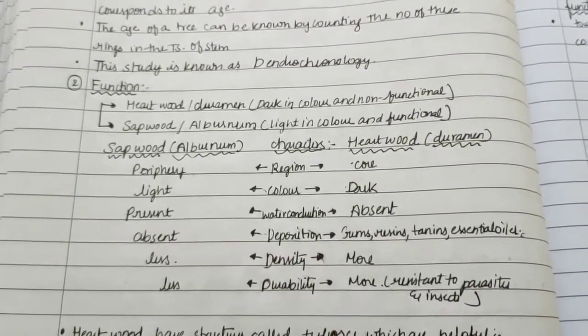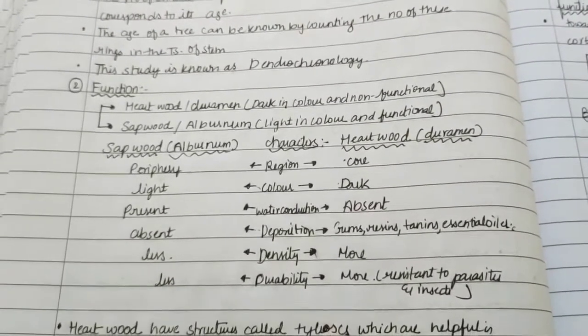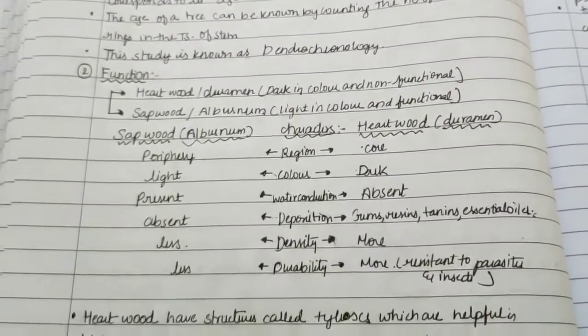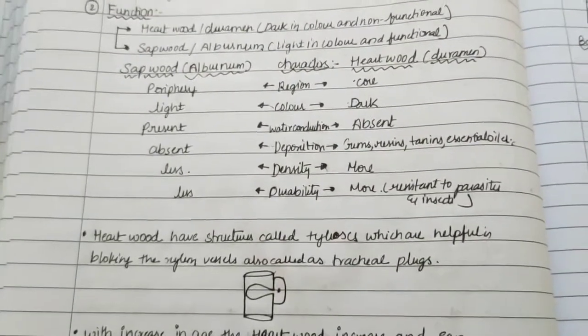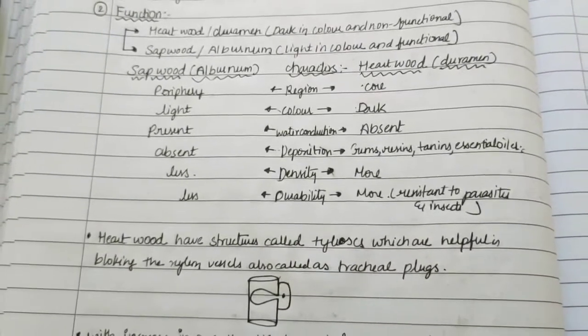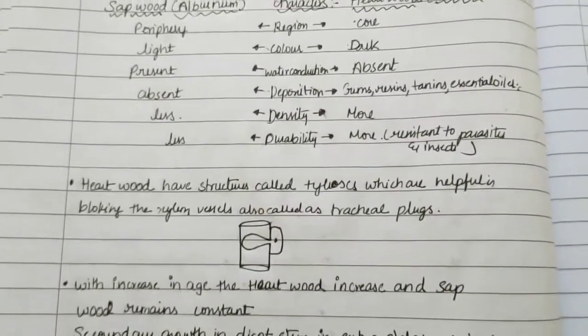Region: periphery here, core here. Then color is light and dark. Here water conduction is present, here absent. Then deposition is absent here, and here there is deposition of gums, resin, tannins, essential oil, etc. Then density is less, here more. Durability is less, here more. That is, they are resistant to pesticides, parasites and insects, etc.